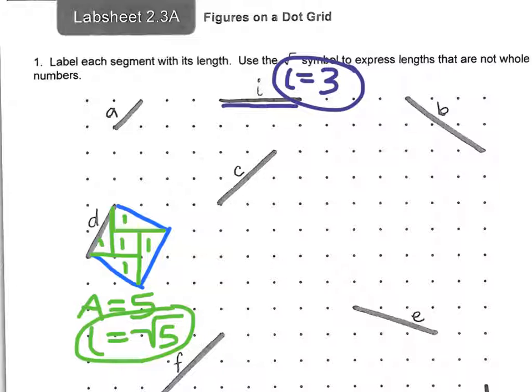Now, the square root of 5 is not a square root that we can do in our head. 5 is not a perfect square number, so the square root of 5 is not going to be a nice whole number. So we'll just leave the answer as the square root of 5. So for the rest of these tilted segments, you need to draw tilted squares, find their areas, and then take the square root of the area to find the exact side length of each tilted segment.